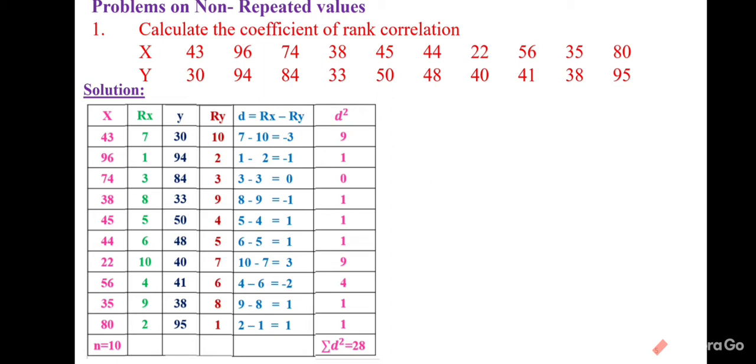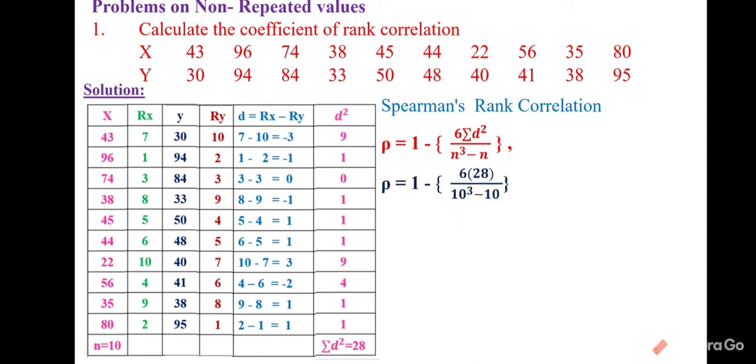So here the table value we found perfectly. After finding that, we have to use the formula, the Spearman rank correlation formula. The formula is rho equal to 1 minus 6 times summation d square divided by n cube minus n. Here summation d square value we get from the table. N value is the number of values given. So according to that we'll take the values given, and we will substitute.